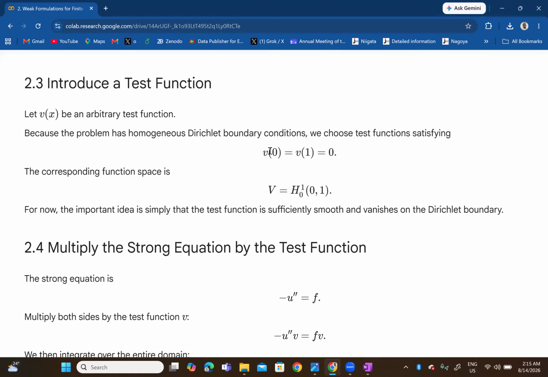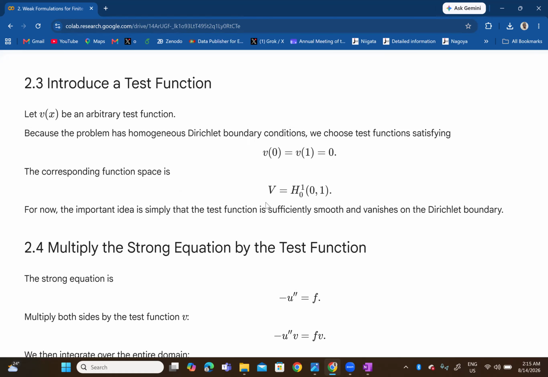So it's more like heat flow, right? Heat flow at the beginning of a rod is equal to heat flow at the end of the rod, and that is 0. So the corresponding function space would have to be v in H sub 0 super 1 of (0, 1), on the whole domain.